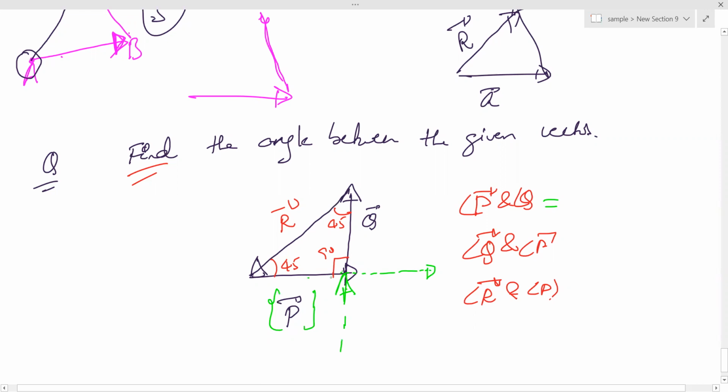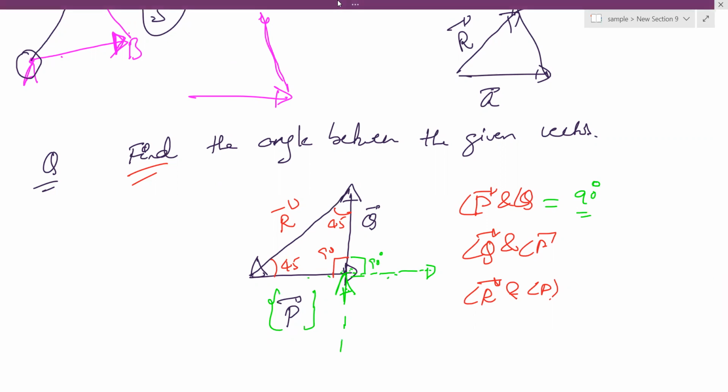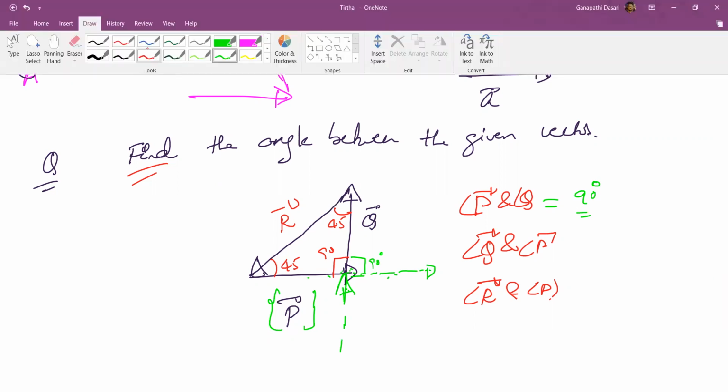So here head and head is matching, here tail and tail is matching. So then this is 90 degrees. The angle should be 90 degrees. Okay. Then another one.